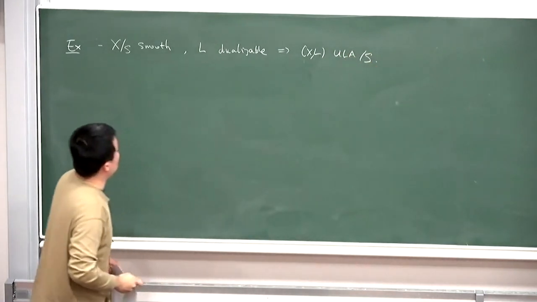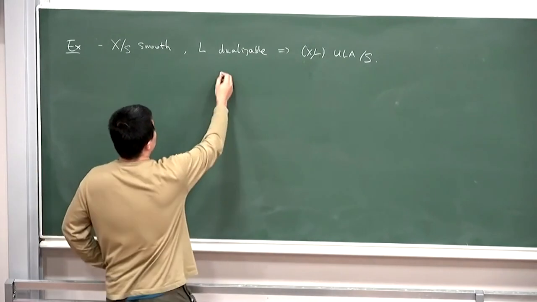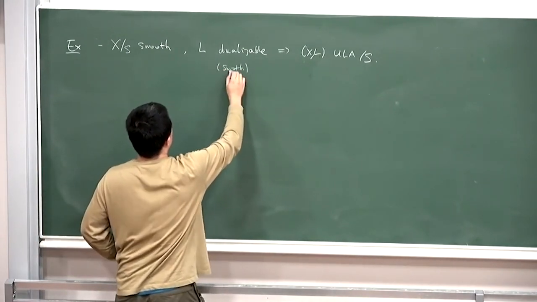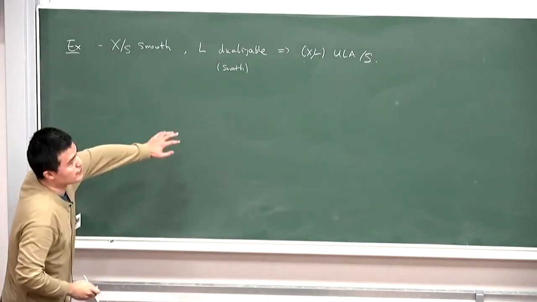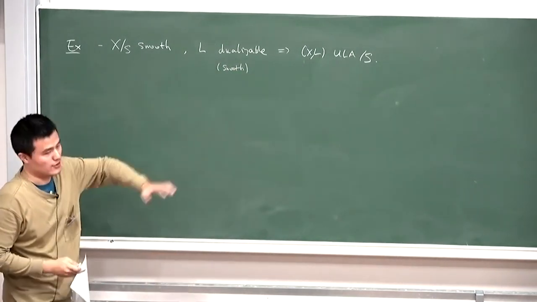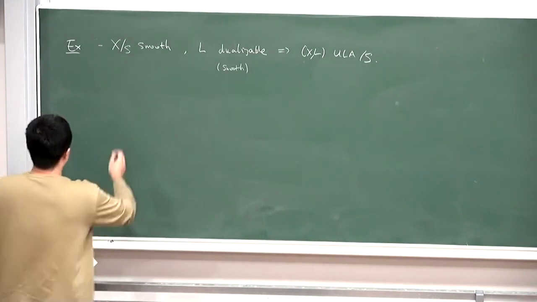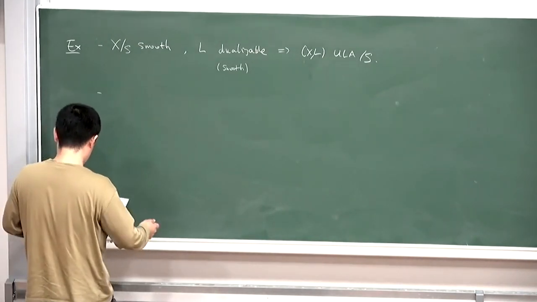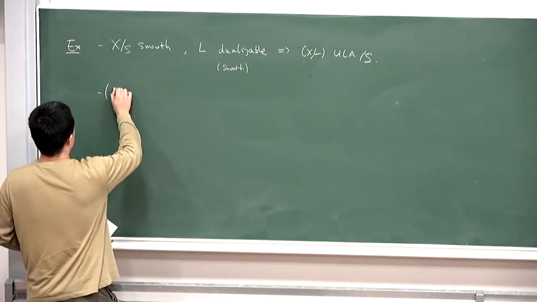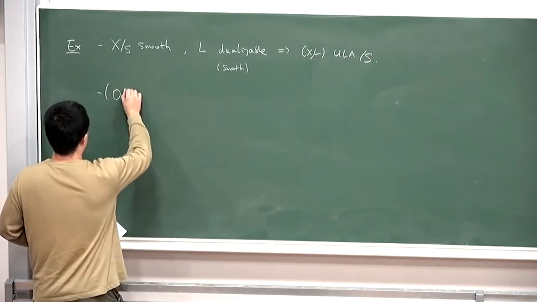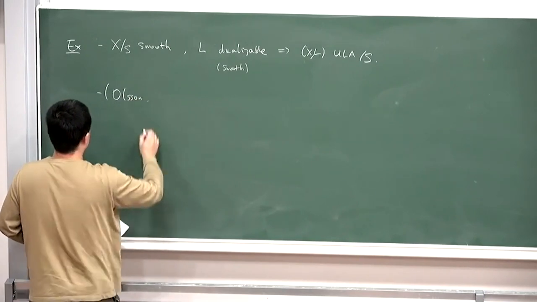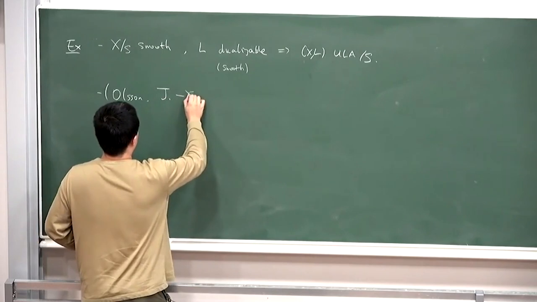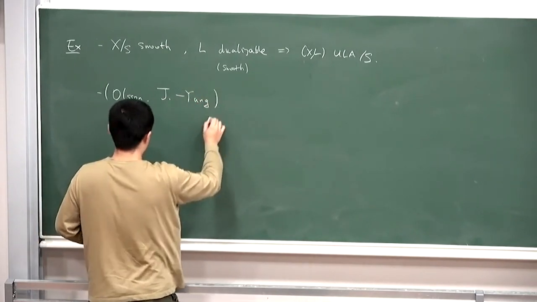So for étale sheaves, sometimes it is called a smooth sheaf. So smooth sheaves and smooth morphisms are universally locally acyclic. Another example is due to Olsson, first for DM with rational coefficients, and due to our previous joint work.